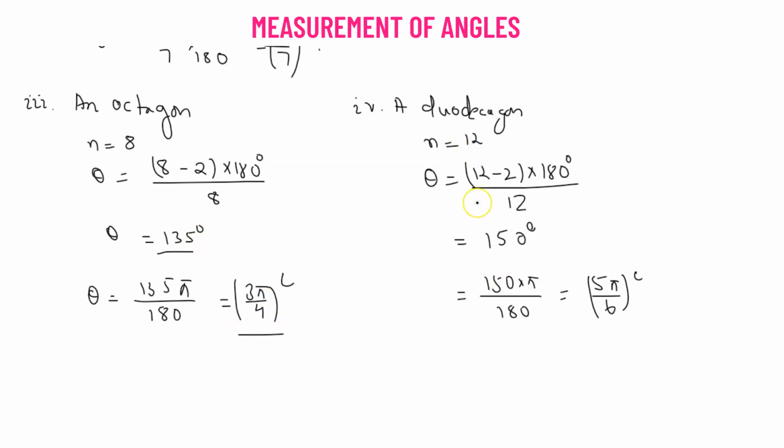And for a duodecagon, a regular polygon with 12 sides, each internal angle will be 150 degrees, and its equivalent radian measure will be 5 pi over 6 radians.